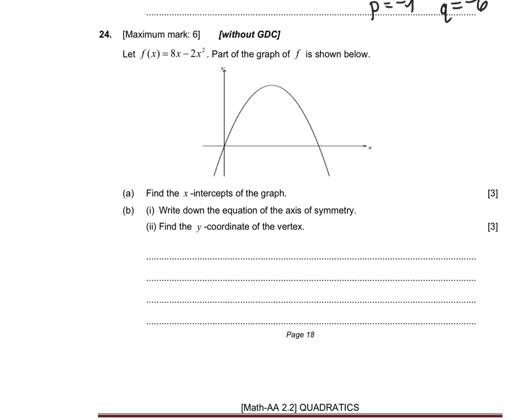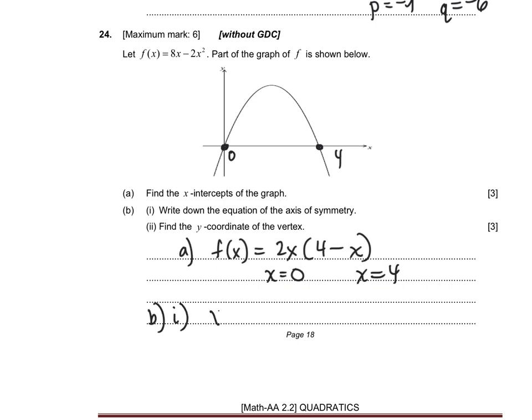Let f of x equal that. Part of the graph is shown. Find the x-intercept. So we can factor. So if we factor out a 2x, we're going to have 4 minus x. So that means x is 0, and we have x is 4. So now the equation of the axis of symmetry, we average those. So 0 plus 4 over 2, which is x equals 2. Don't forget, it's the equation. You need to write x equals 2.